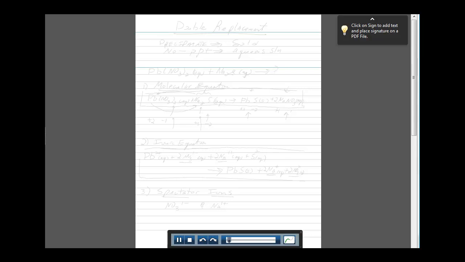The problem that we're going to work on today is a double replacement reaction, your standard type of reaction. These reactions sometimes give a precipitate, sometimes they don't. But if a precipitate is produced, we're going to make a solid. If you see no precipitate, we're going to have an aqueous solution.